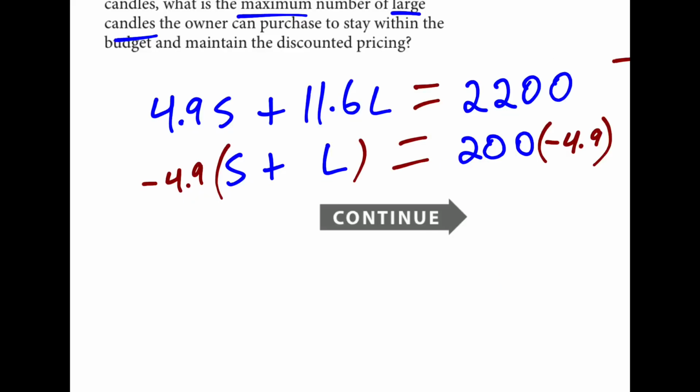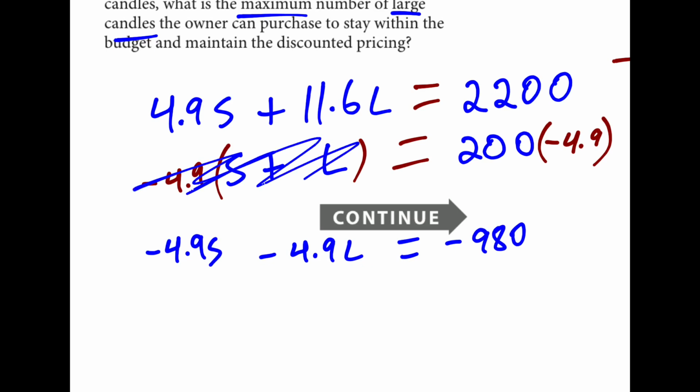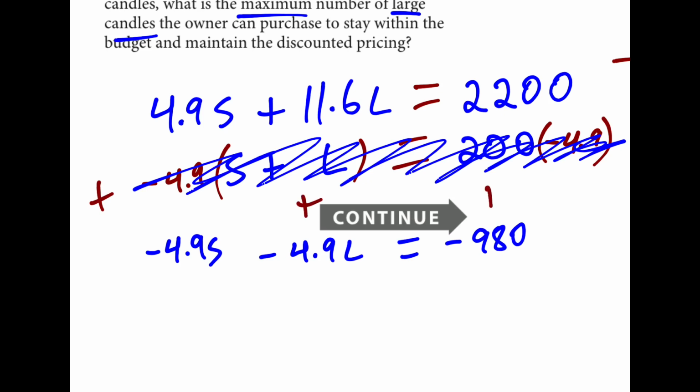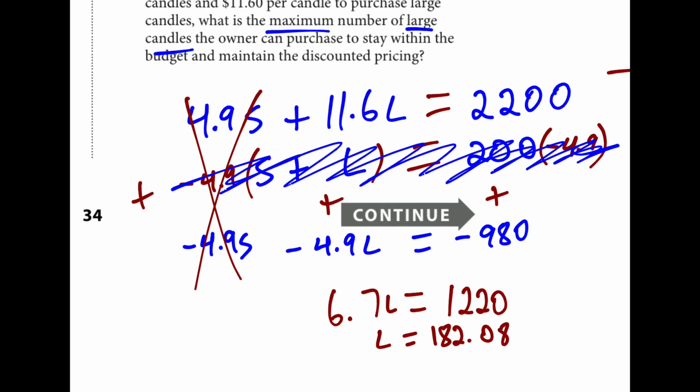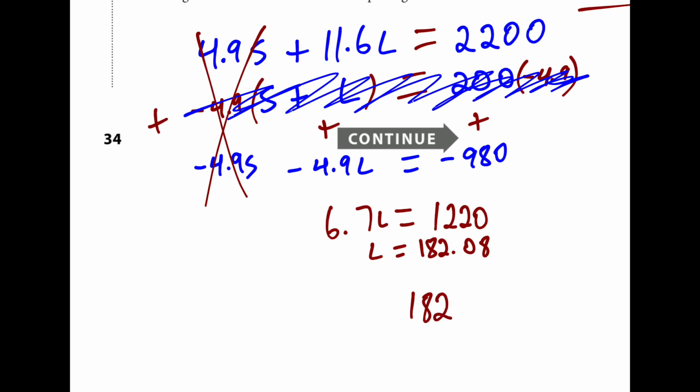One way to solve this algebraically is to use elimination. So we're going to multiply the entire bottom equation by a specific number to set up that when we add straight down, some of the variables are canceled out. So I'm going to choose negative 4.9. And after I multiply, I can kind of cross this one out because it's the same equation, I just rewrote it. And now I'm going to add all three straight down. The s's go away, and I'm left with 6.7L is equal to 1220. I would get that same value, that L is equal to 182.089, etc. And we want the largest whole number, so it's 182.